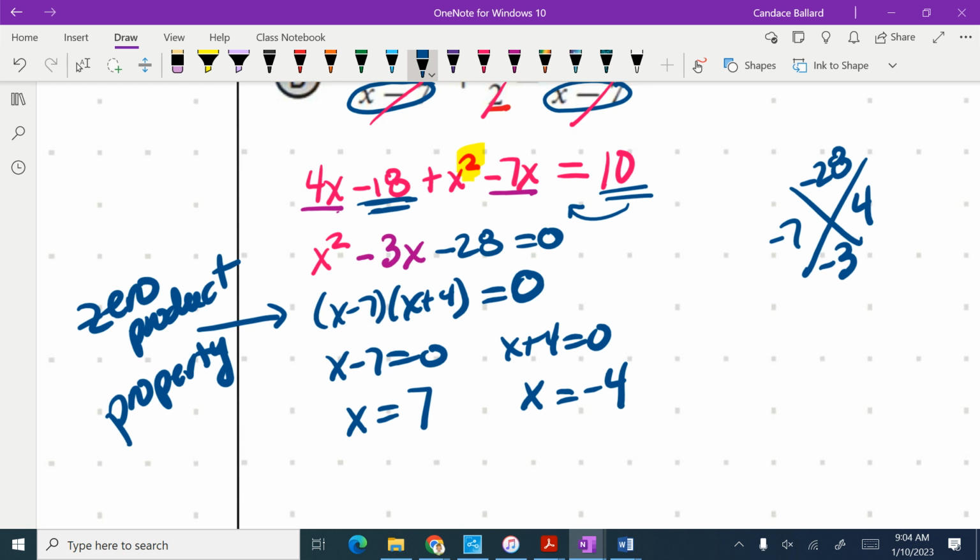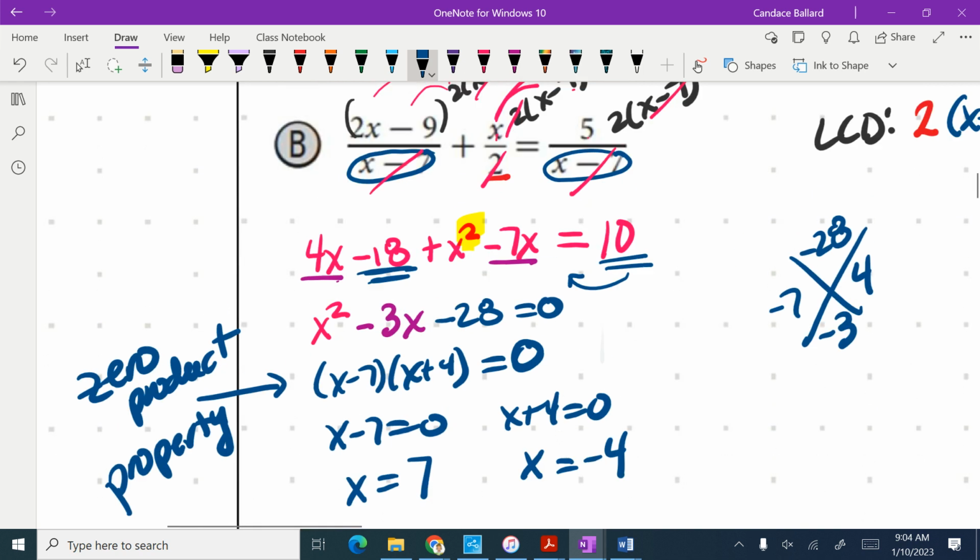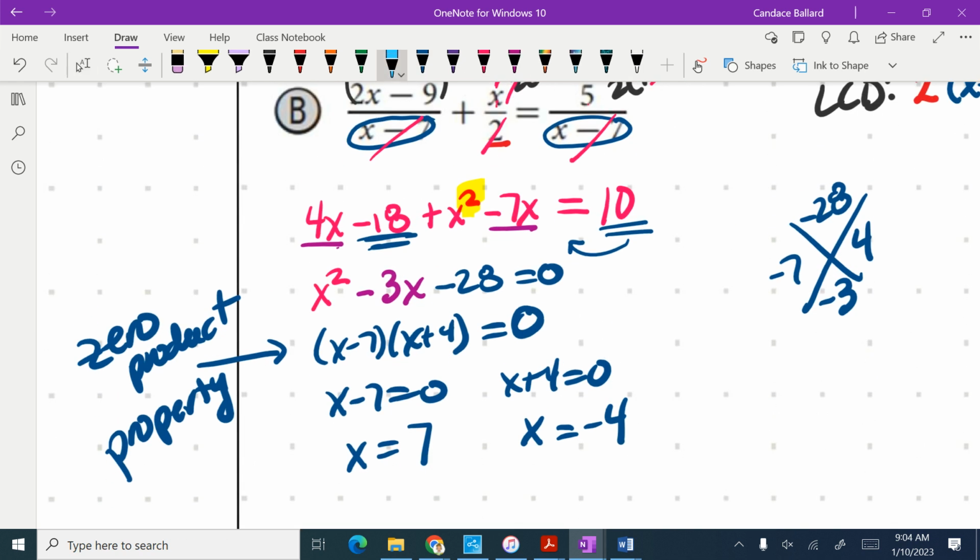All right. We still need to check to see if any of those are extraneous solutions, meaning can I put this into my denominator and not get 0? So I'm going to check that. Okay. Looking at the 7. If I put 7 into here, what do I get in my denominator? Because can I have 7 as an answer?